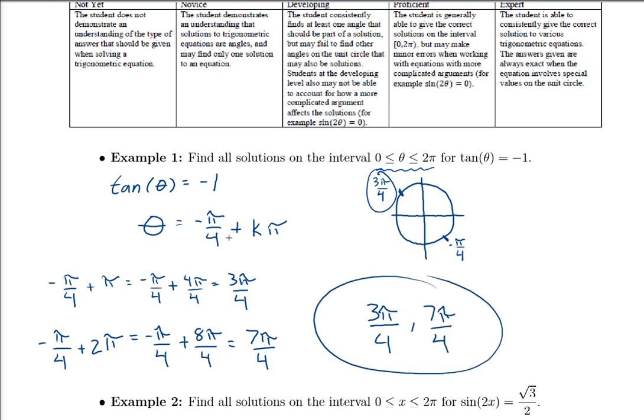Now, notice what I did though. I started this problem, even though they only wanted answers in here, I went ahead and wrote out the form of the infinitely many solutions. I wrote that out because then it helped me to produce the values that happened to be in the interval that was requested of me.